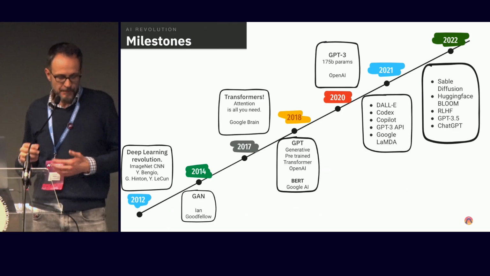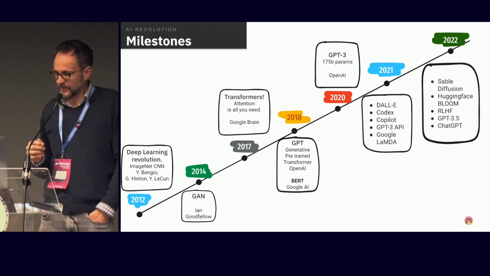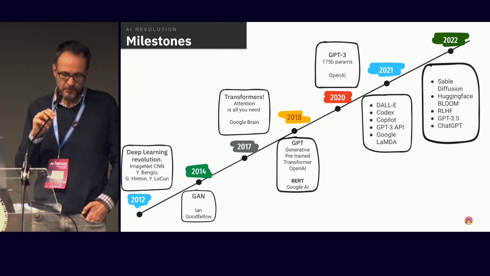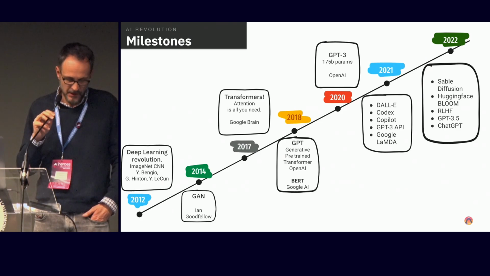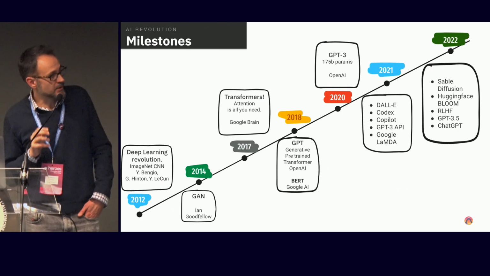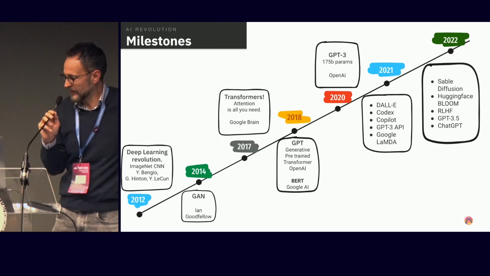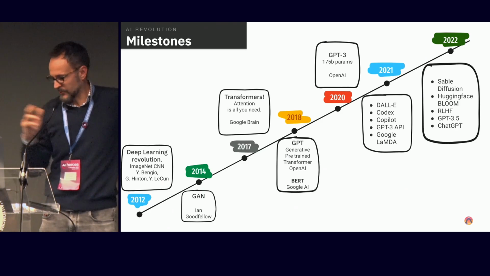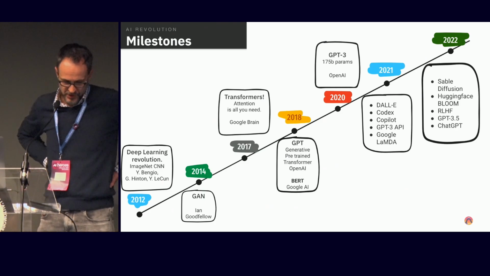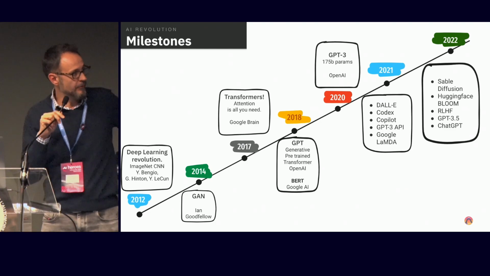These very large and useful language models didn't come from nowhere, but I picked these milestones in the evolution of the current state of artificial intelligence today. One of the most important dates is 2012, with the deep learning paper and the introduction of the convolutional neural network. Then we have the generative adversarial network in 2014.